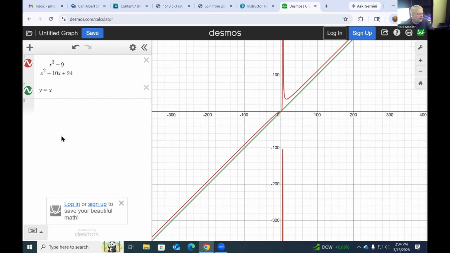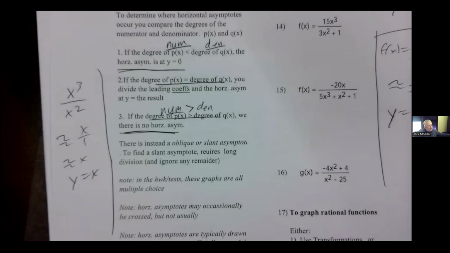Okay, so that's how you find horizontal asymptotes: compare the degree of the top to the degree of the bottom and know what the three cases mean. Failing that, what's your backup? Being able to look at the graph and see where it is. Let's go back to the notes. Okay, so let's look at the examples.